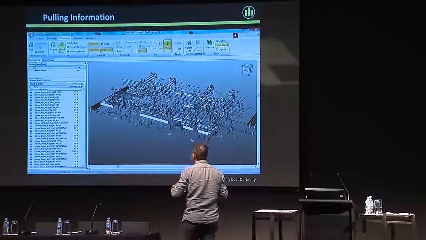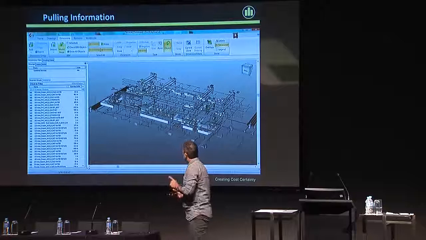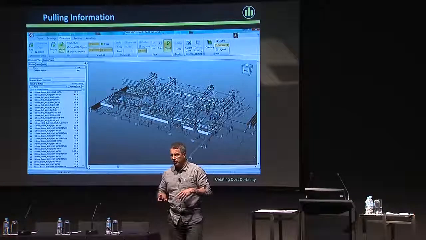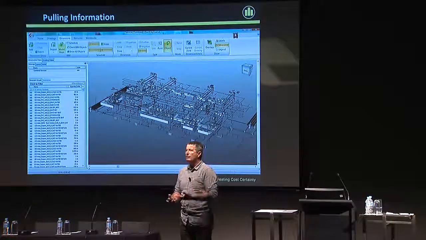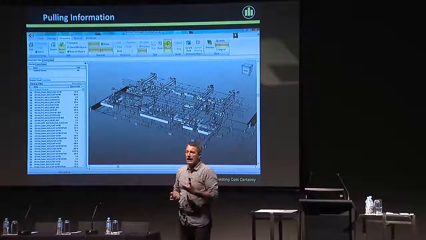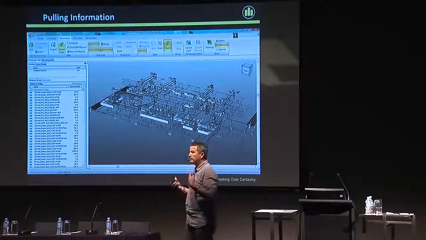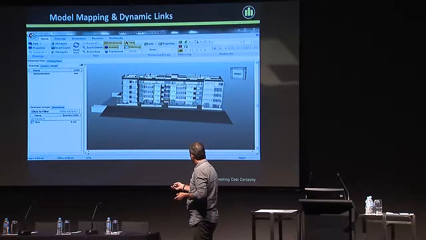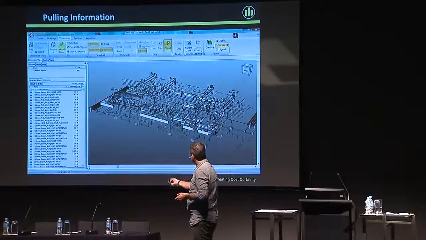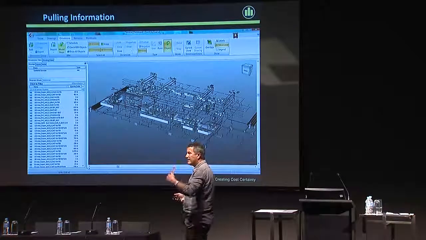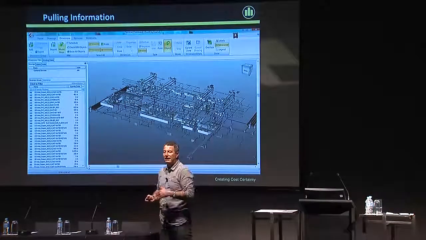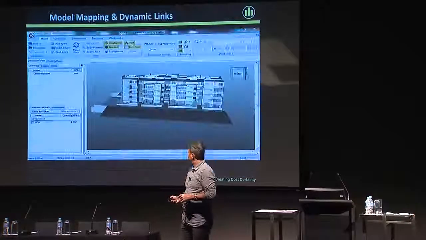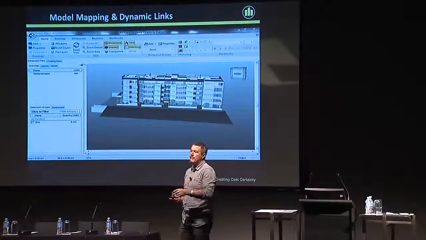The first one is pulling information from a model. Now, this is one sector of the model for Sunshine Coast University Hospital. In terms of looking at an MEP model, it looks like any other model to us as a QS. We can abstract all sorts of quantity information, and that is a very, very simple task in terms of being able to pull information. What is a new skill is being able to map that information.